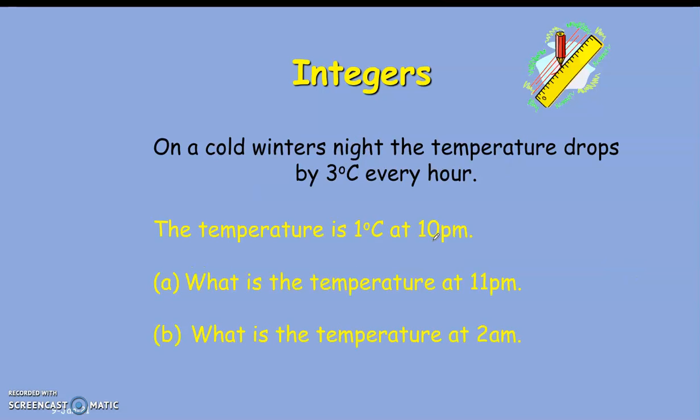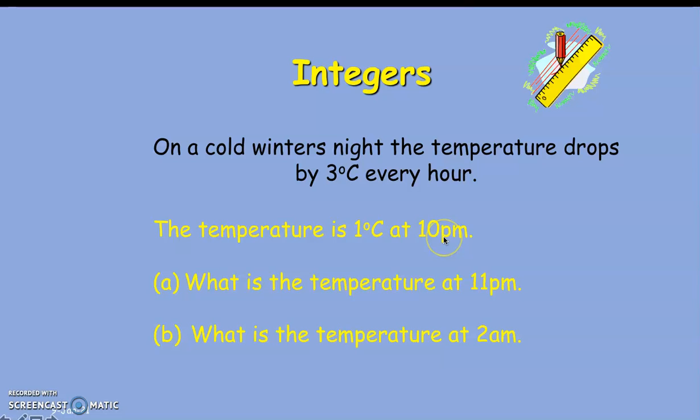Okay, last example that I'm going to show you today is just a wordy question. So this goes back to our aim today. This is us trying to work out, are we adding some integer numbers, are we taking them away, and then we're writing out our sums and we're calculating our answers. So on a cold winter's night, the temperature drops by 3 degrees Celsius every hour. The temperature is 1 degree Celsius at 10 p.m. So part A asks us, what is the temperature at 11 p.m?